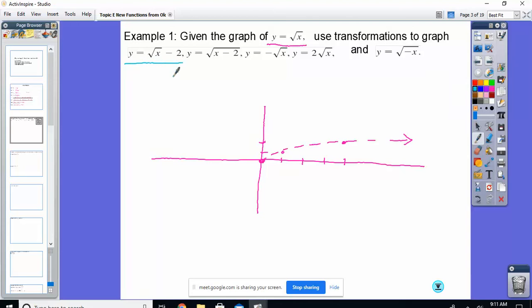If I said y equals the square root of x with a minus 2 on the end, what is that doing? Down 2. So if I moved each of my points down 2, look at that.